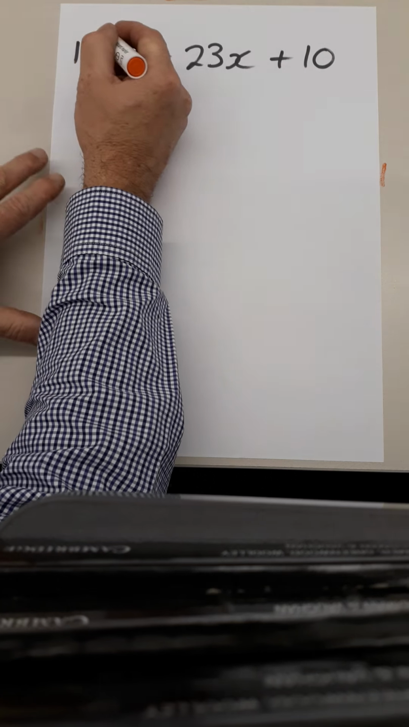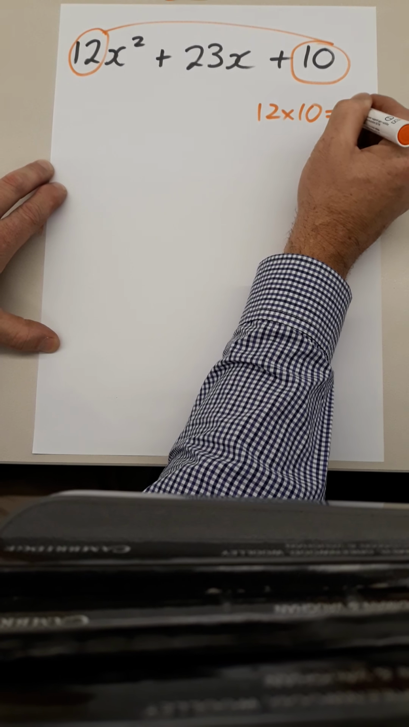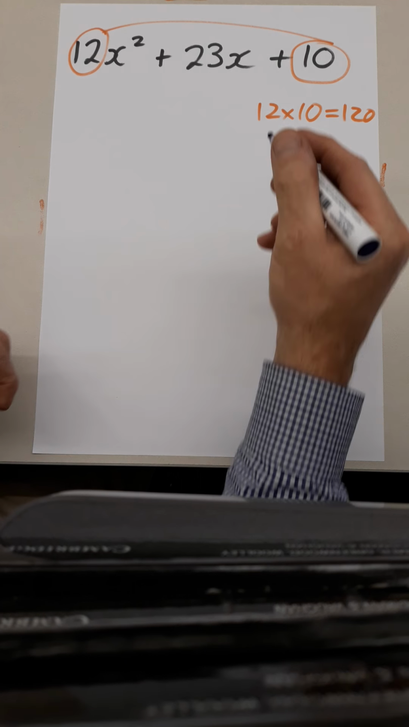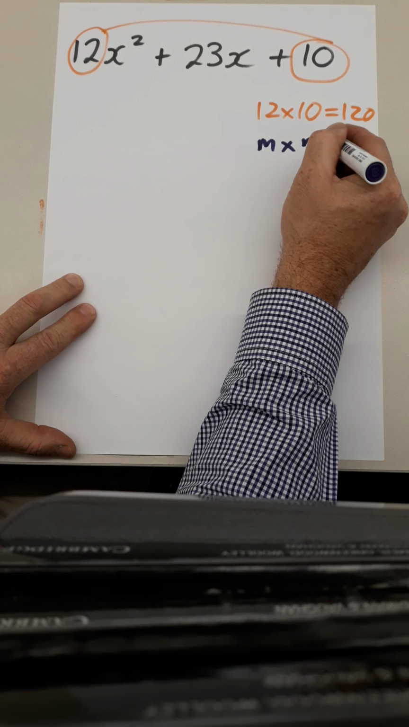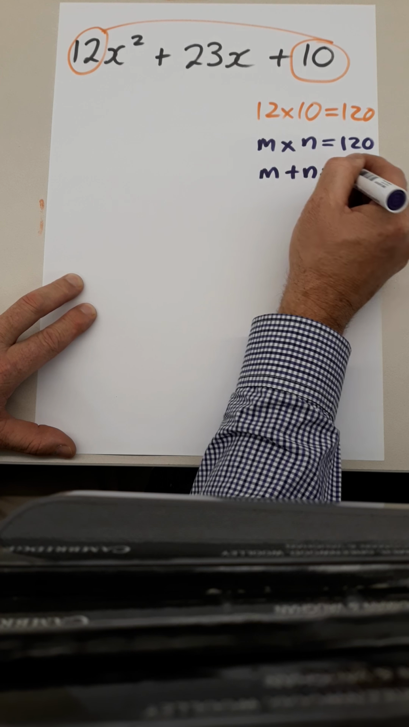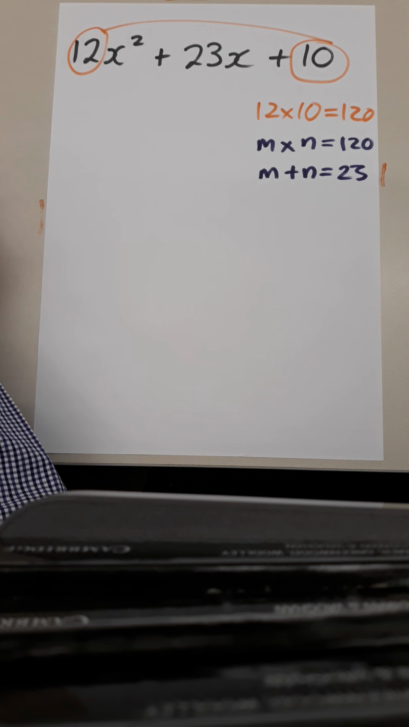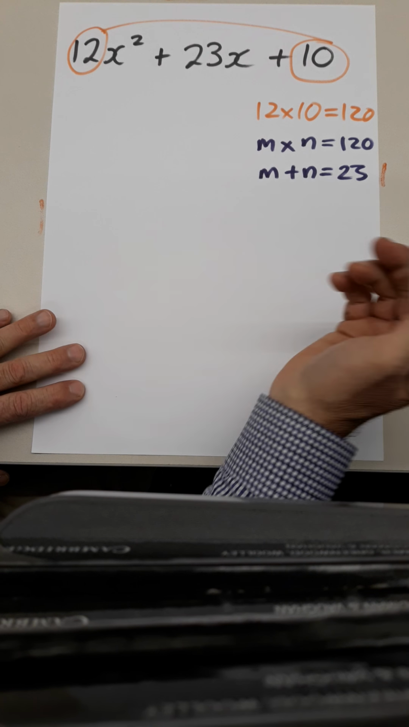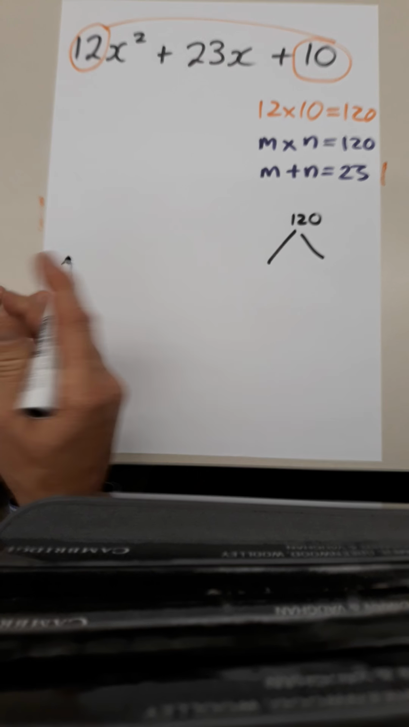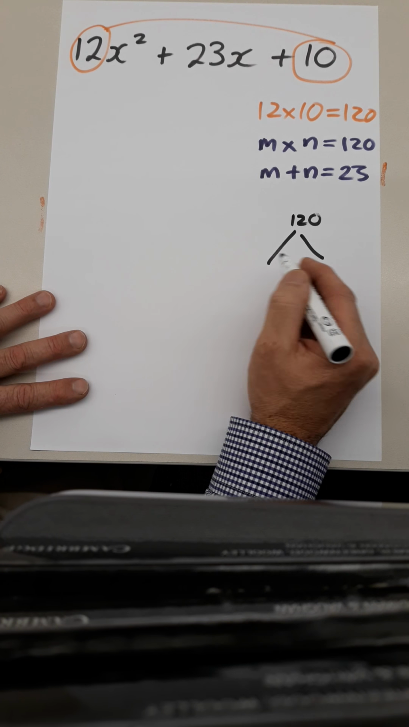I'm going to multiply the 12 with the 10 to get 120. I'm going to search for two numbers, m and n, that multiply to 120 and that add to 23, this middle number. If I couldn't work them out, I could split up 120 into its prime factors. Doesn't matter which two things times to be 120.